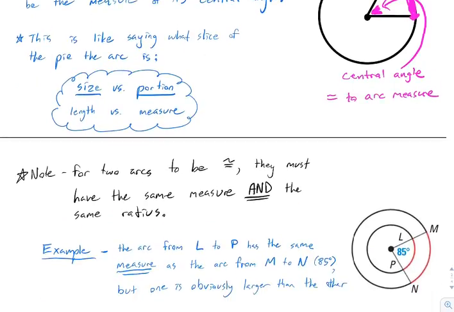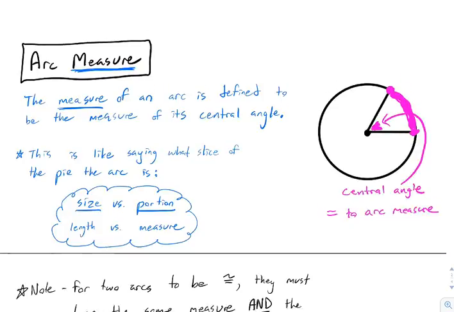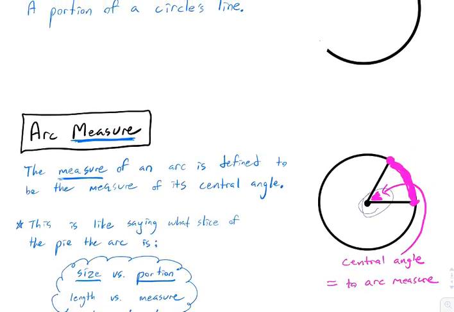So to highlight that, here's an example. This arc LP here has an arc measure of 85 degrees because the central angle opening up to this is 85 degrees. But the measure of MN is also 85 degrees because they're the same portion of the circle, right? It's 85 degrees out of 360. So they have the same arc measure. However, obviously they're not the same size. One of the circles is larger than the other. So these are not congruent arcs, but they do have the same arc measure. Okay, and we'll come back to this as we talk about arc length a little more. All right, so an arc measure is defined as the central angle.